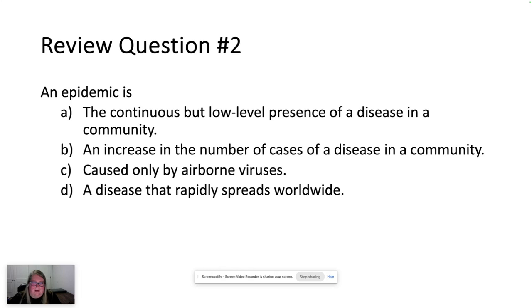An epidemic is not caused only by airborne viruses. Endemics and pandemics aren't either. They can be caused by the fecal oral route and any of the other routes of transmission that we talked about previously in this chapter. Okay, so A is the definition of an endemic, and D is the definition of a pandemic. This is a good example of the type of question that would be asked about these three definitions on the exam. So this is a good one to know.